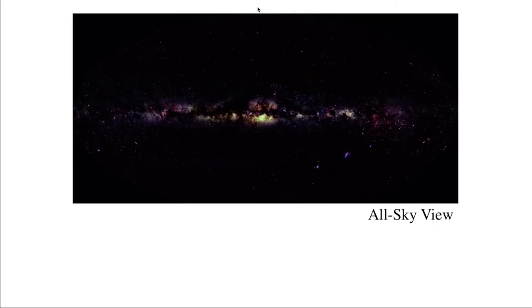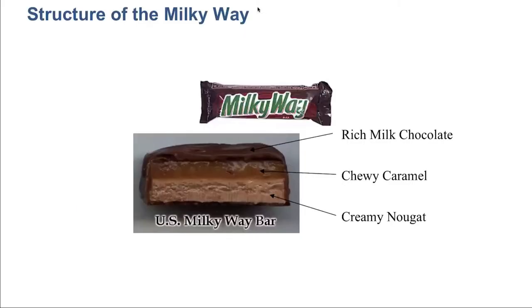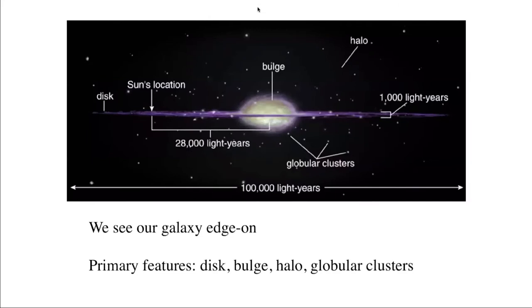Okay, so this is the actual view of the Milky Way. Sometimes it's easier to get a cartoon version of what's going on here. So here it is, the structure of the Milky Way galaxy. You've got the creamy nougat and the chewy caramel and the rich milk. Okay, fair enough. This is the Milky Way candy bar. What is the structure of the Milky Way galaxy? Here it is, the cartoon version.